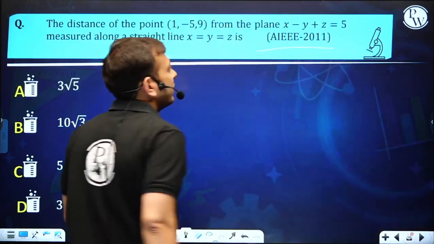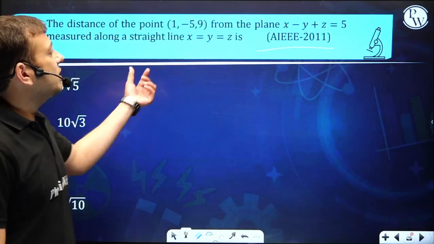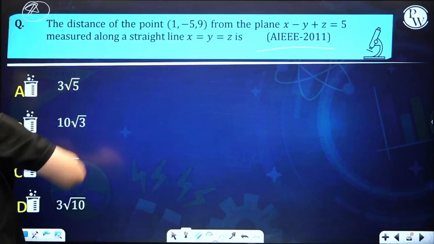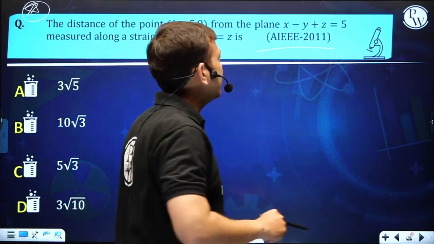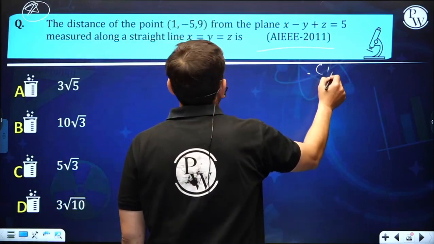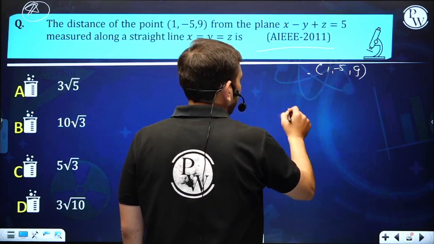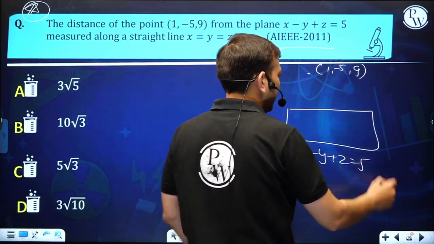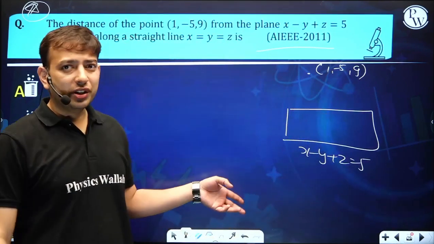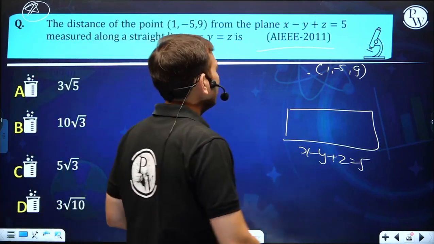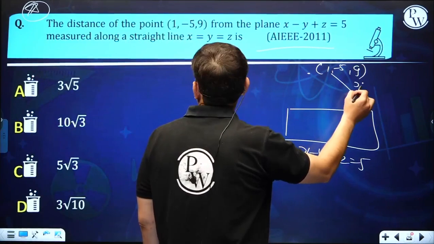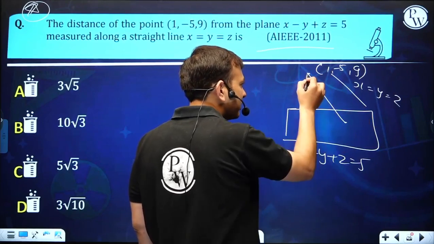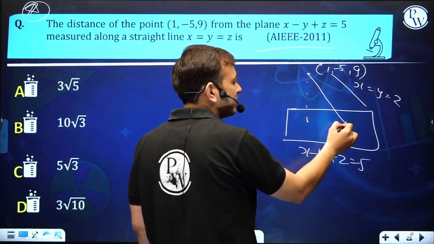Next. Again, JEE 2011. The distance of the point from the plane measured along the straight line. Now, this is a very important kind of question. Try to understand this question very carefully. There is a point 1, minus 5, 9. I need the distance of this point from this plane, x minus y plus z. Sir, we have a perpendicular distance formula, right? We could have used it, but they are asking measured along the straight line, there is a straight line, x equals y equals z. I need distance parallel to this line. Means instead of this distance, they need this distance.